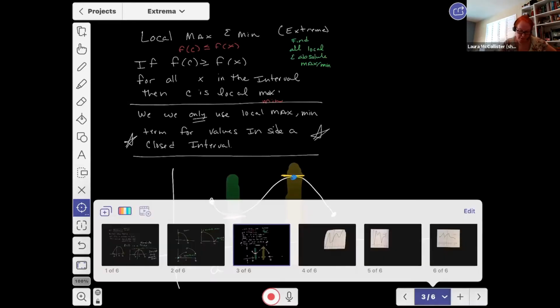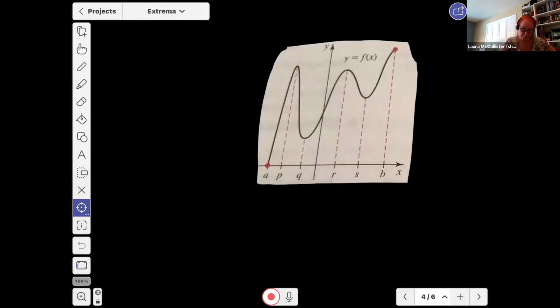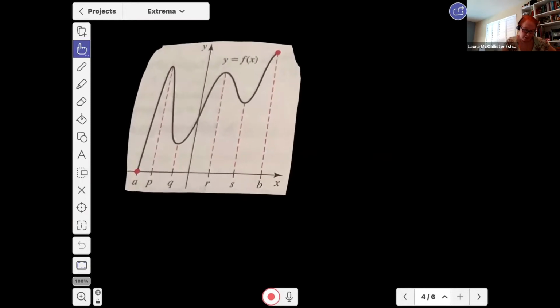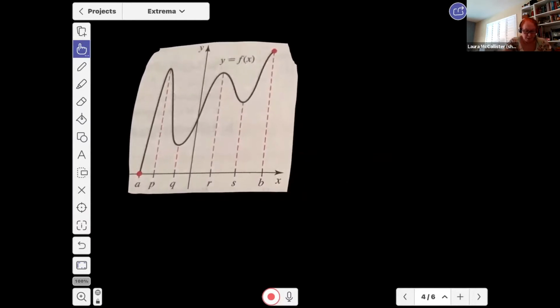So right now we're just working on the definitions, right? All right, so let's go here. I want everyone to go ahead and take a second. Look at the function and give all of those points that I have at the bottom, A, P, Q, R, S, and B, and talk about all of the extrema for that.